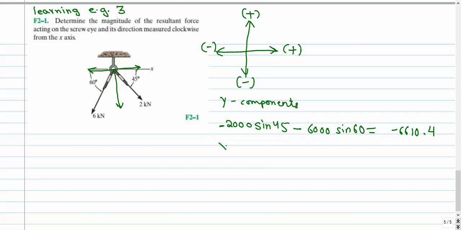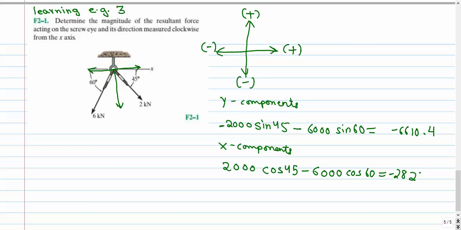For the x components, the x component of the 2000 kilonewton force is going to be 2000 cos of 45, negative 6000 cos of 60, and this is going to give us negative 2828.4.